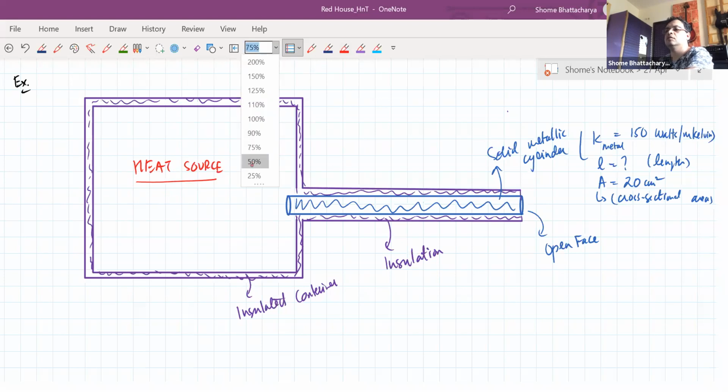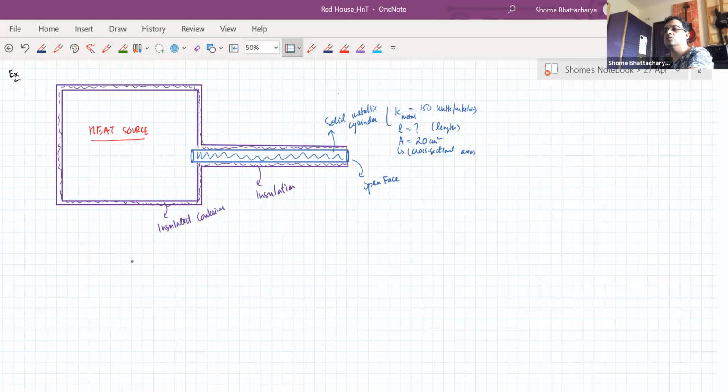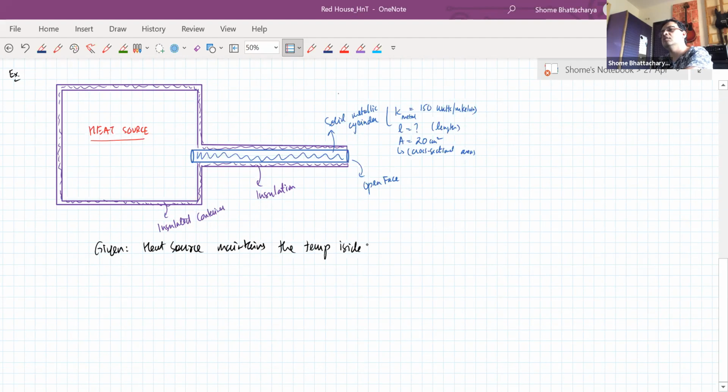And this is what is given to us. Now, given the heat source maintains the temperature inside the container at T1 equal to 500 Kelvin at steady state. Okay.